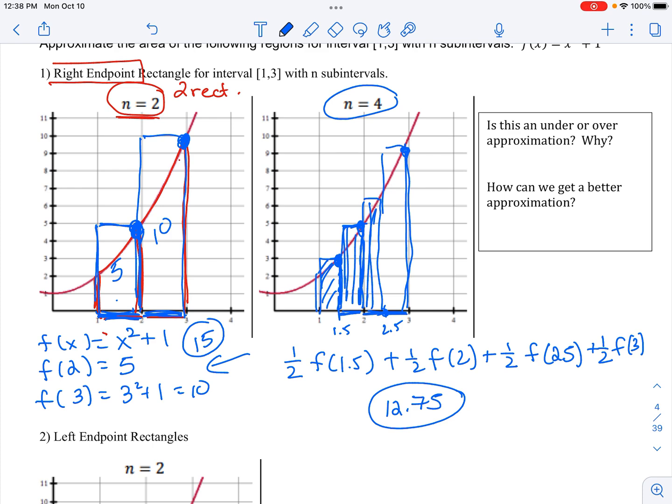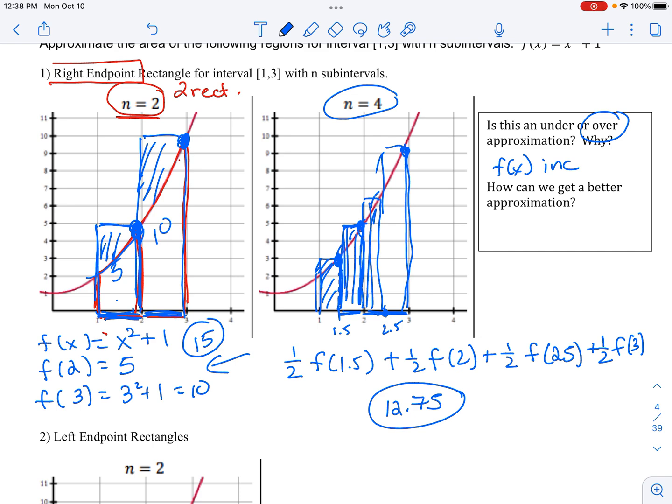Okay? Now, here are 2 questions I want you to think about. Is this an under or over approximation of the actual area? Well, obviously, there are parts of the rectangle that go over the curve, so this is an over approximation. The reason why the rectangles go over the curve is because you have an increasing function. So it's because this function is increasing. That's why when you use a right endpoint, it goes over.